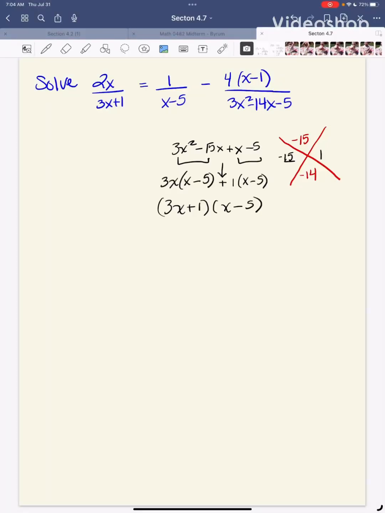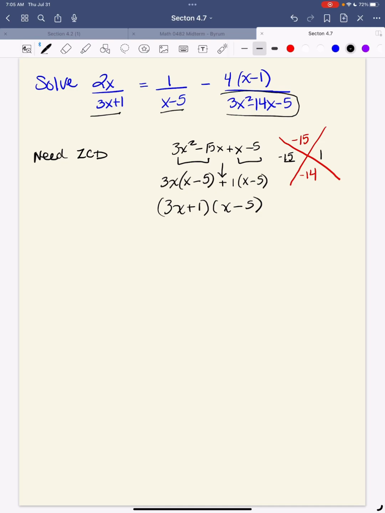Let's solve this irrational equation here. So we know that we have to start by finding our LCD. So we need that least common denominator. So I've got a denominator of 3x plus 1. I have one that's x minus 5. And my third term here has a denominator of 3x squared minus 14x minus 5.